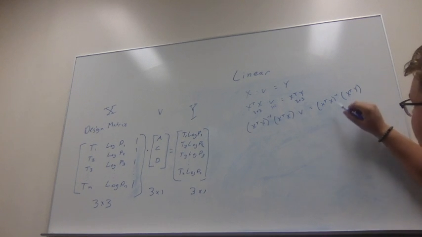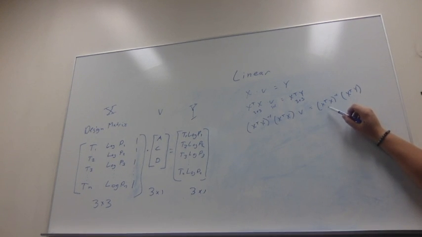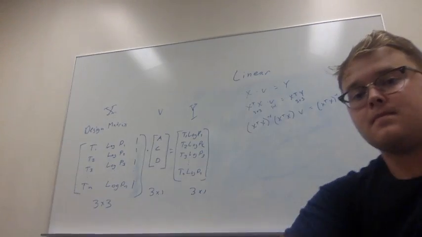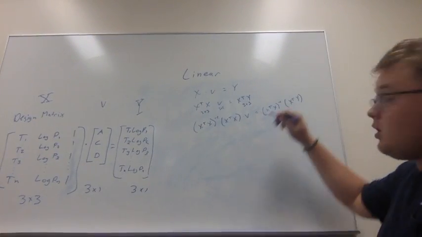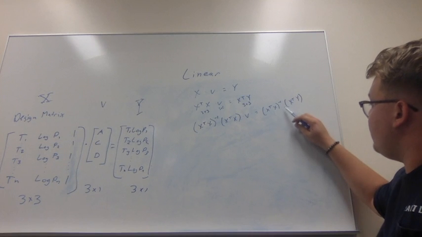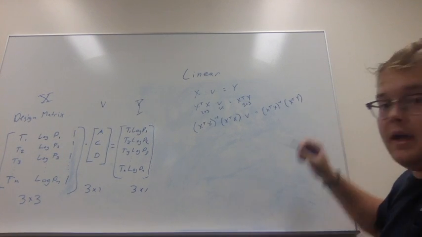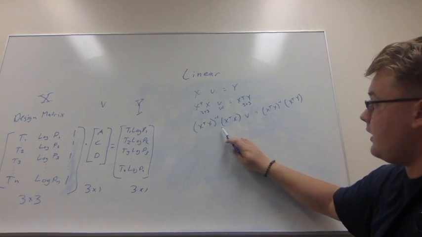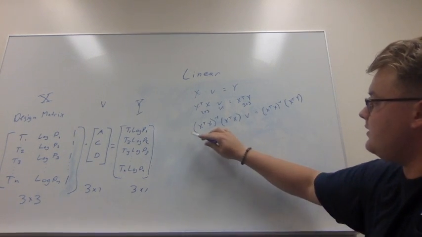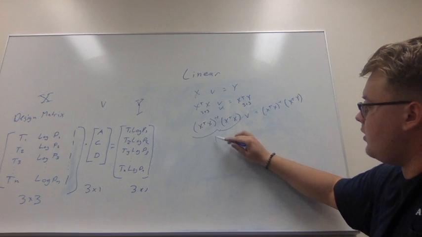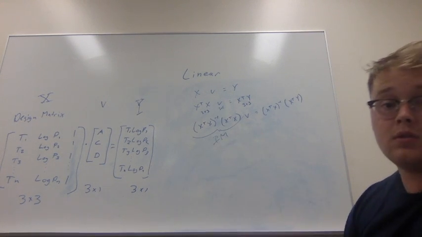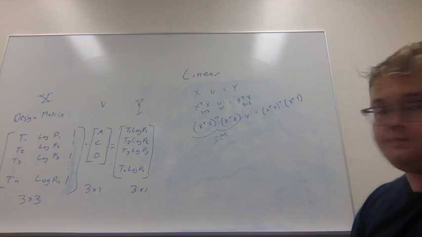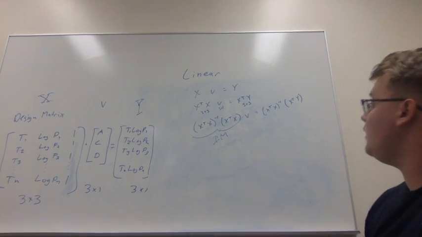So here, our (X transpose X)^-1 times X transpose Y, and our (X transpose X)^-1 times X transpose X. This is our identity matrix. So, how are we going to work with this?